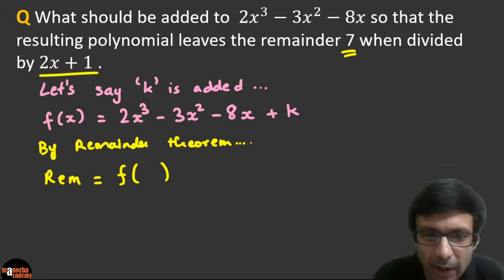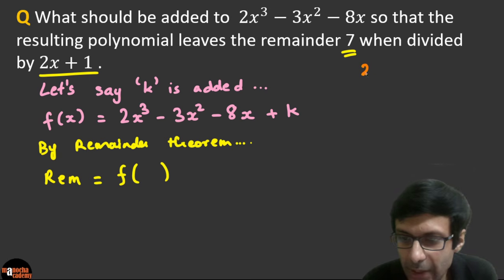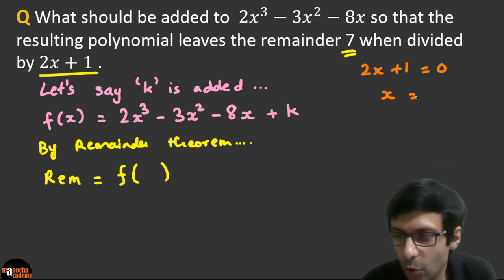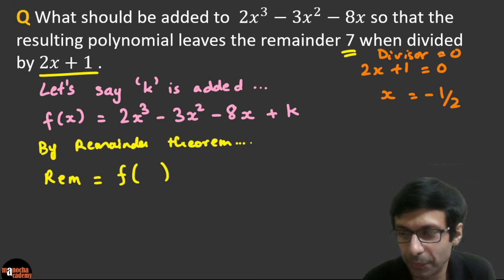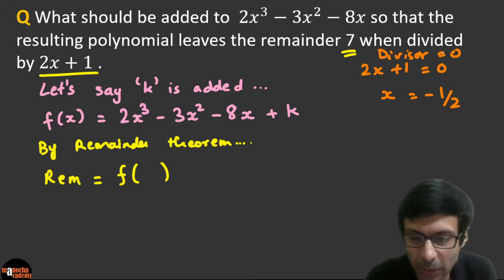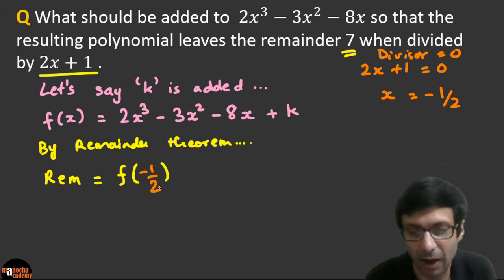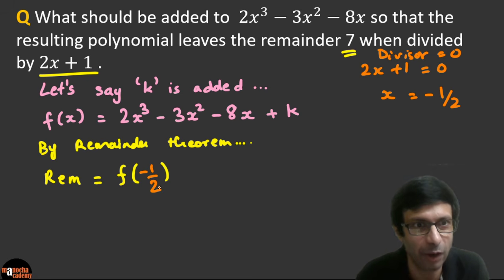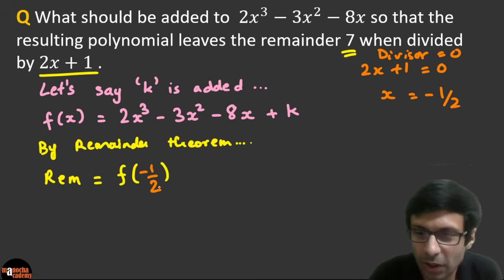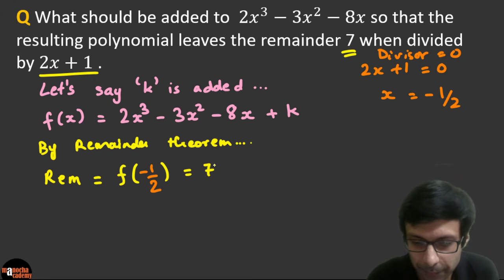What do we need to do here, guys? Basically, our divisor is 2x plus 1 equal to 0, right? So x is going to be equal to minus half. Please note this trick. We are setting our divisor equal to 0, right? So that you don't make any careless mistake. So it's going to be f of minus half. Okay, so that's a little tricky one. Very good, guys, minus half. And so this remainder needs to work out to be equal to 7.